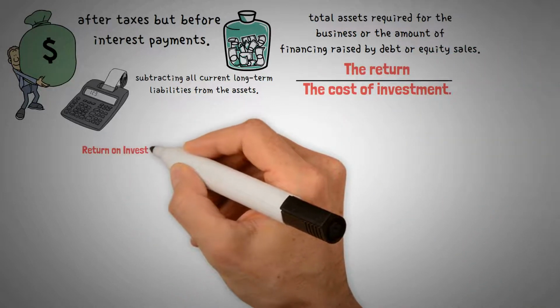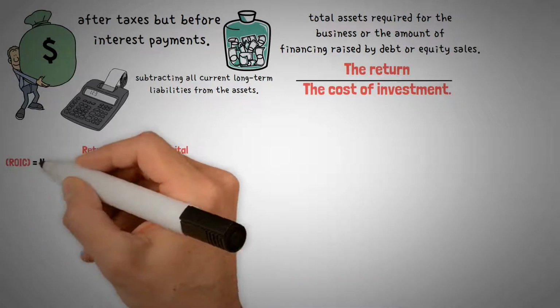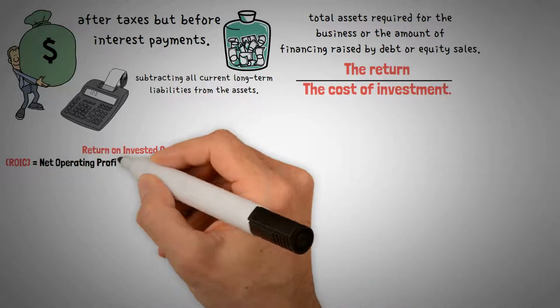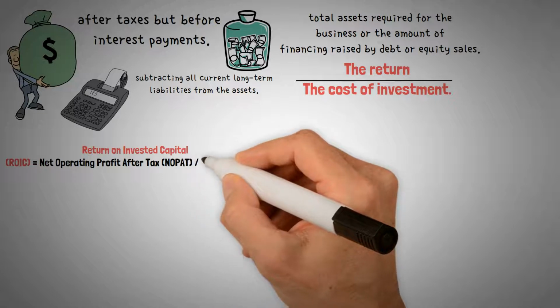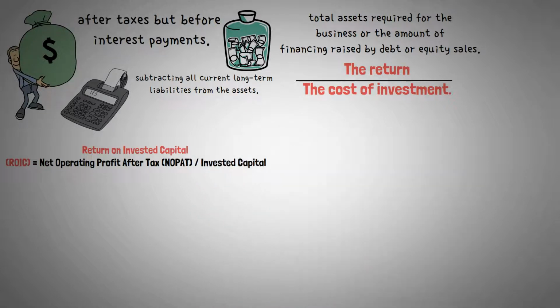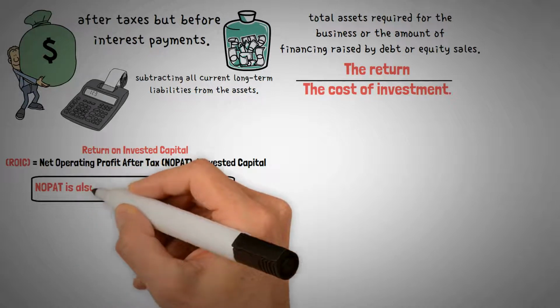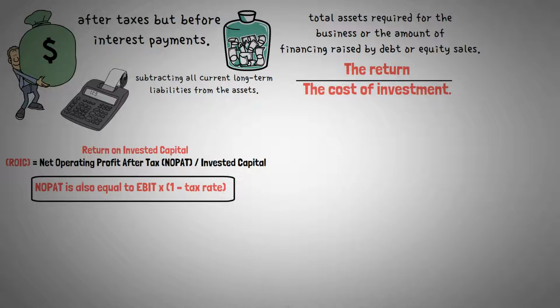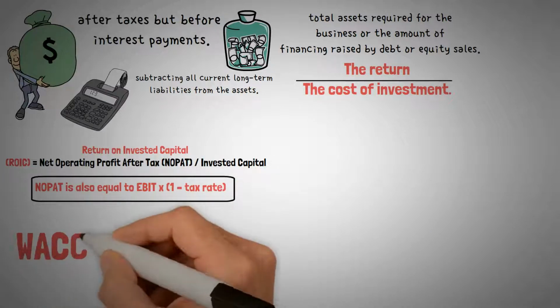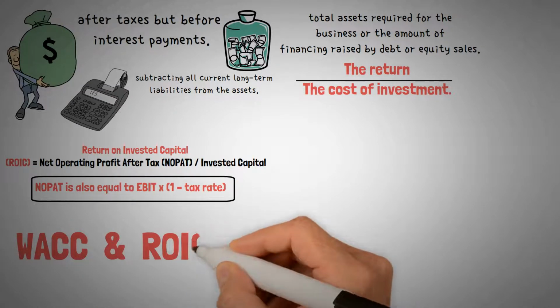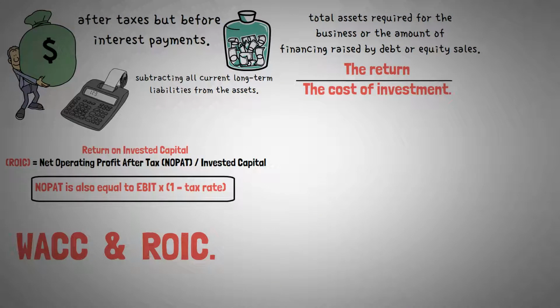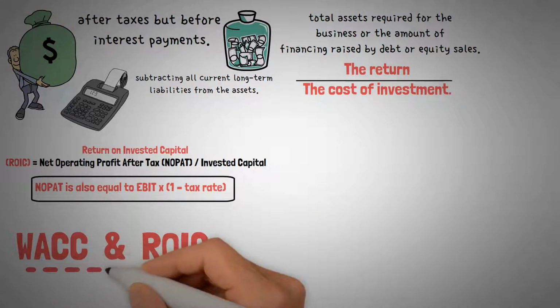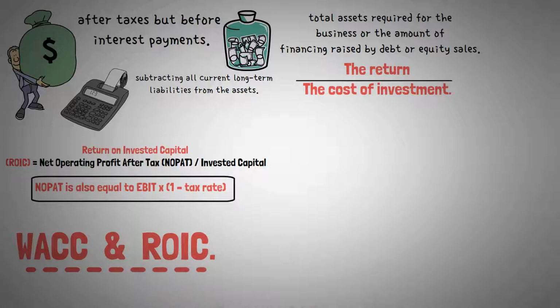Return on invested capital, or ROIC, equals net operating profit after tax, or NOPAT, divided by invested capital. A note: NOPAT is also equal to EBIT multiplied by 1 minus the tax rate. Okay, let's look at the differences between WACC and ROIC. What is the difference between WACC and ROIC?